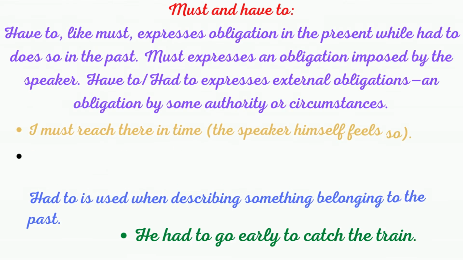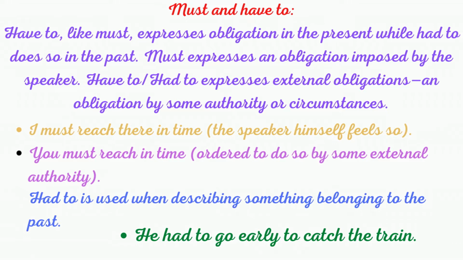Must and have to. Have to, like must, expresses obligation in the present while had to does so in the past. Must expresses an obligation imposed by the speaker. Have to, had to express external obligations, an obligation by some authority or circumstances. I must reach there in time, the speaker himself feels so. You must reach in time, ordered to do so by some external authority. Had to is used when describing something belonging to the past. He had to go early to catch the train.